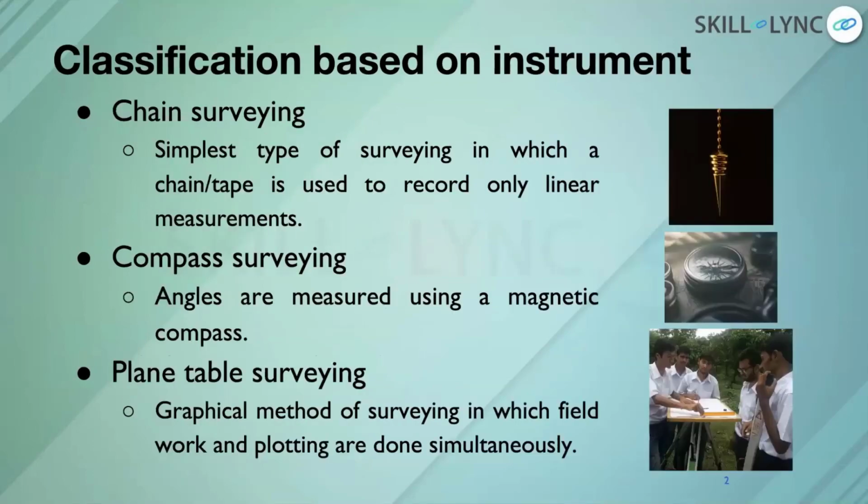The next kind of classification is based on instrument. The first one is a very basic instrument. It's called a chain. Sometimes people use a tape. These chains or tapes or even ropes are used to measure linear measurements only. So you can only measure straight lines. You can't measure a curve.